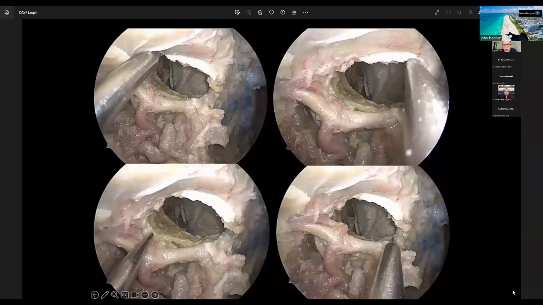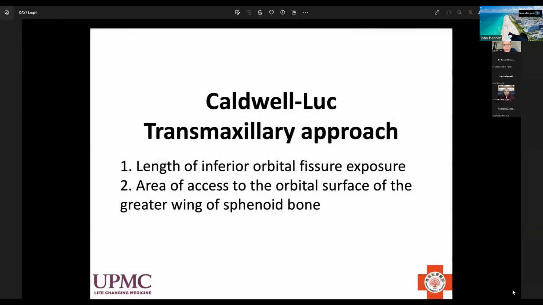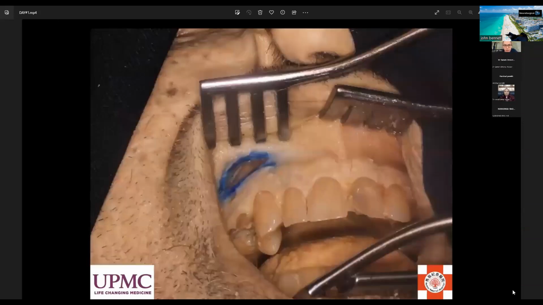And also we set the 4 points at the area that we drill, and then we can calculate the area that we can expose. And then we do the Cartwheel lock transmaxillary approach, and we measure the length of inferior orbital fissure exposed and also the greater wing of sphenoid that we can expose.